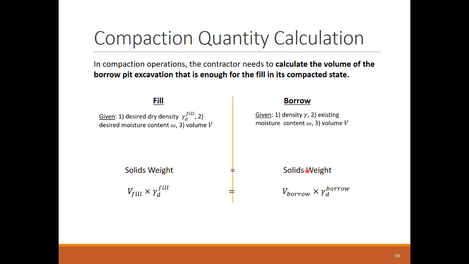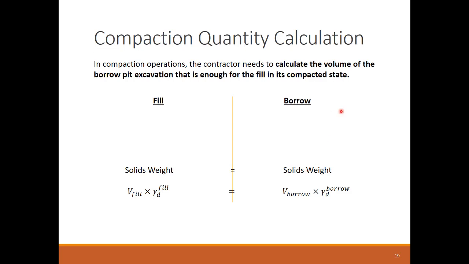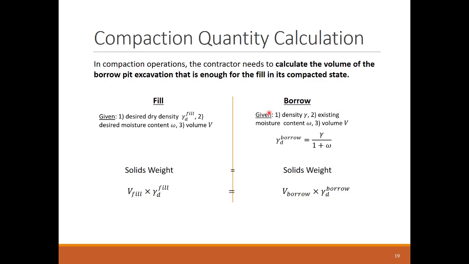But sometimes we don't have the dry density of the filled soil directly given from the soil report. Usually we are only given the density and the existing moisture content. So we will use the formula we derived in the previous slide to calculate the dry density of the borrow soil, which we can use to find the soil borrow volume that is enough for the fill soil volume.